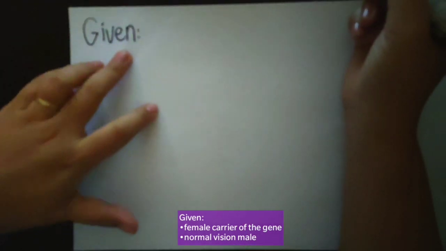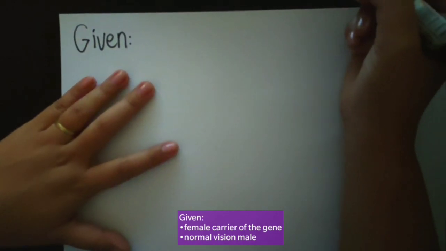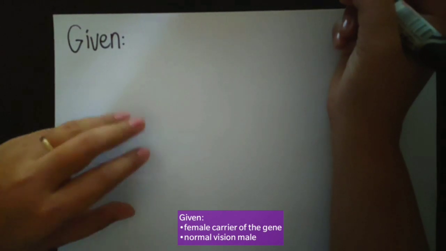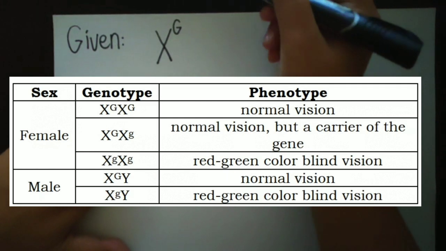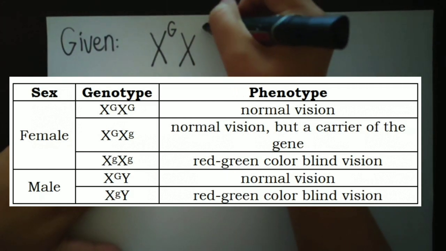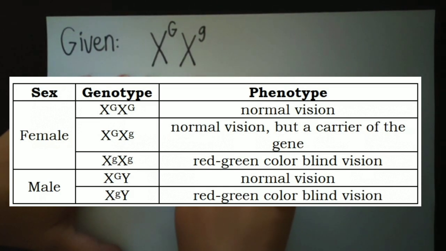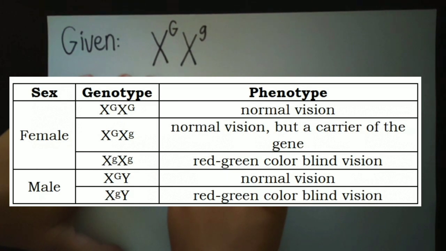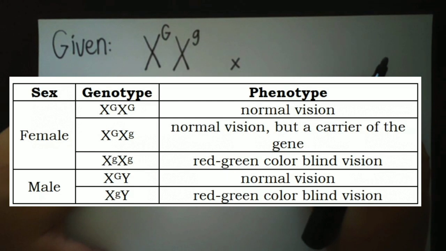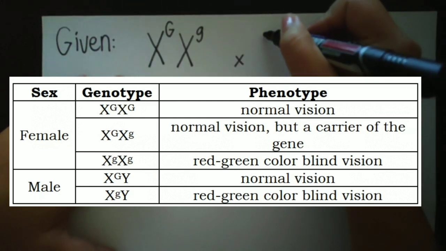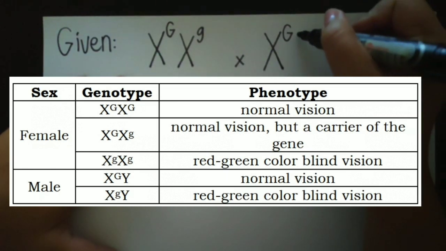a female who is a carrier of the gene. So the genotype of the female who is a carrier is X capital G, X small g. This is the genotype for the female who is a carrier of the gene, crossed with a normal male. The genotype for the normal vision male is X capital G and Y.